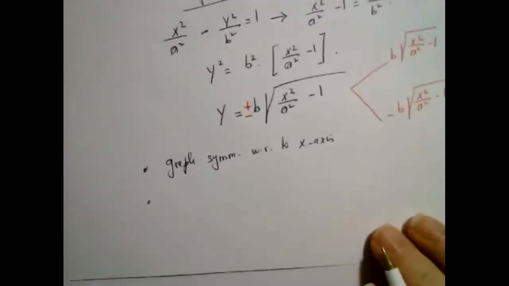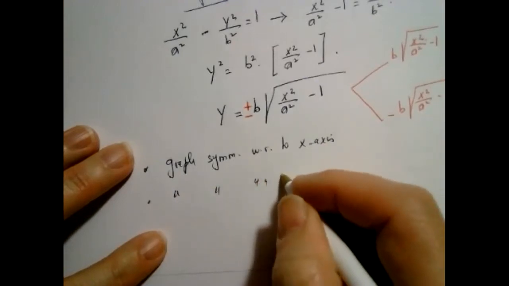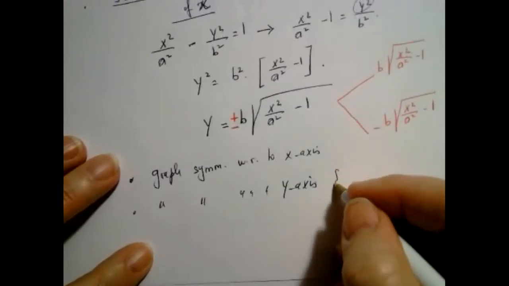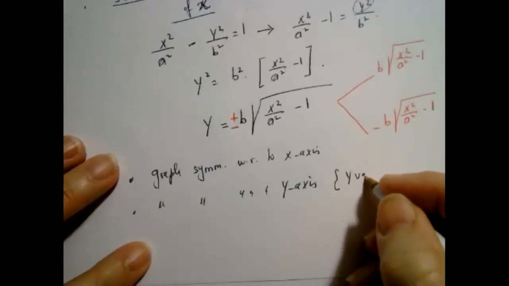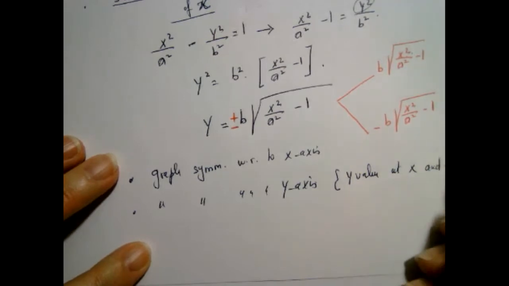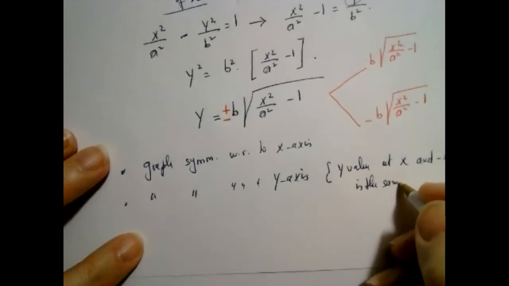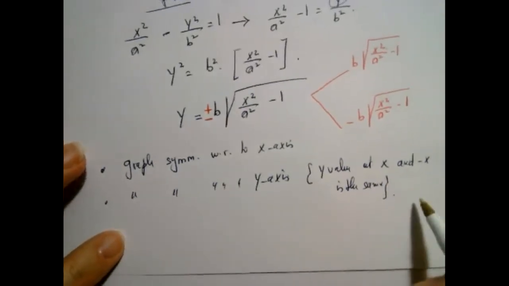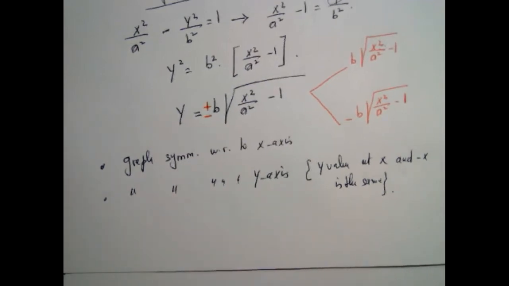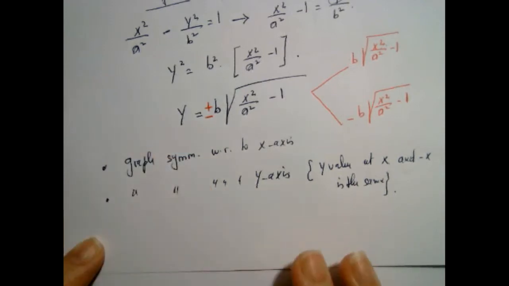So piece by piece, we're building this up. The graph is also symmetric with respect to the y-axis, because the y value at x and minus x is the same. That's really the reason. As you realize, I'm analyzing the equation instead of deriving it because it's actually more beneficial to you.